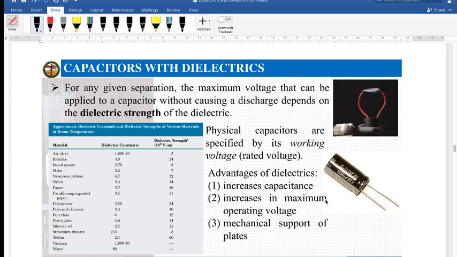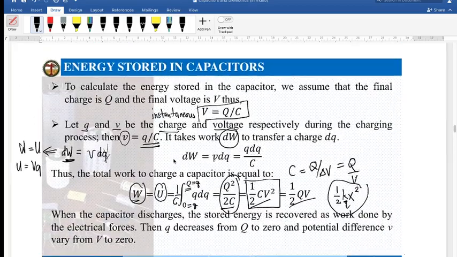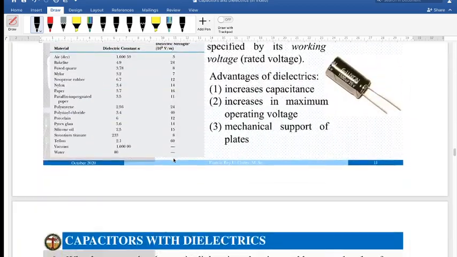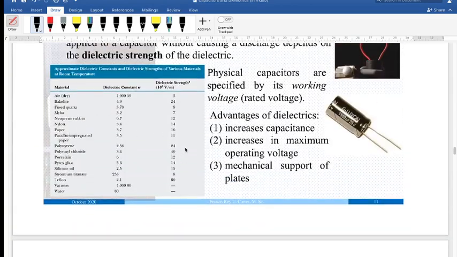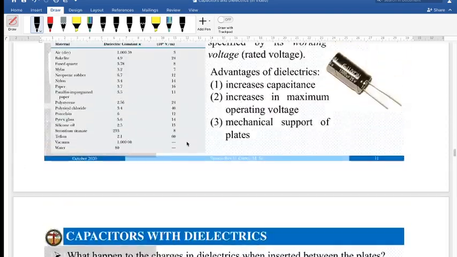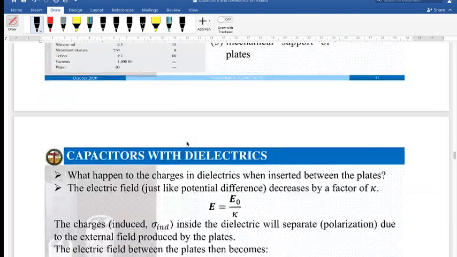The next is the mechanical support of the plates. So especially for the maximum operating voltage, if the dielectric strength is high, then it can really withstand a high operating voltage, right? So unlike without a dielectric, for example just vacuum, we really don't have the dielectric strength benefit, or probably it is small, or if just air, right? The dielectric strength is only 3. So the maximum operating voltage is usually small. Okay? So unlike others that have dielectrics. Okay, so yeah, I think that's capacitors with dielectrics.